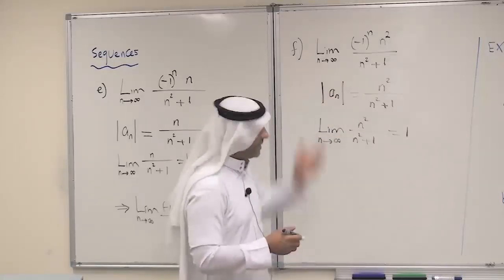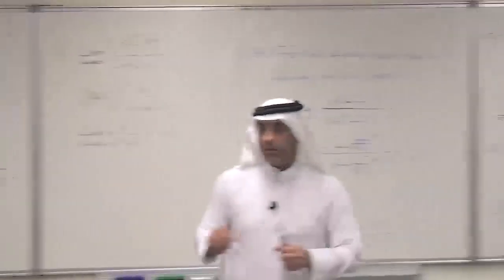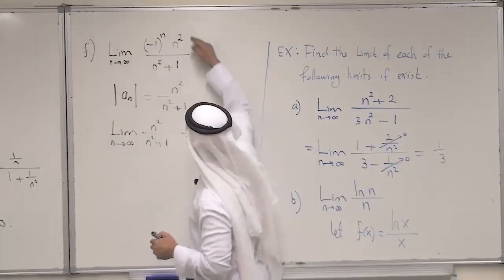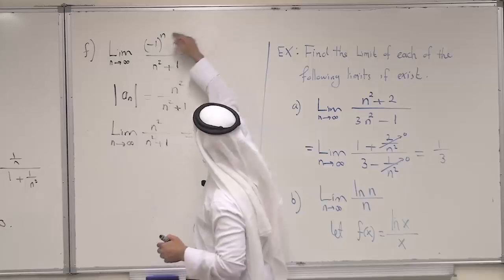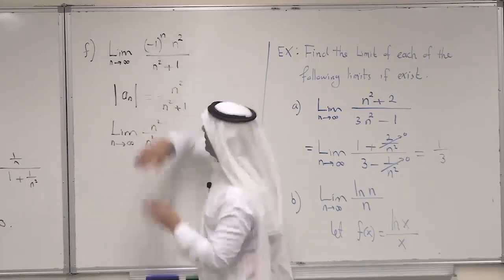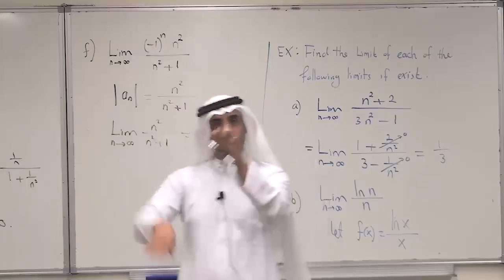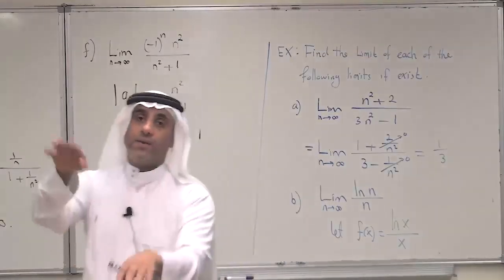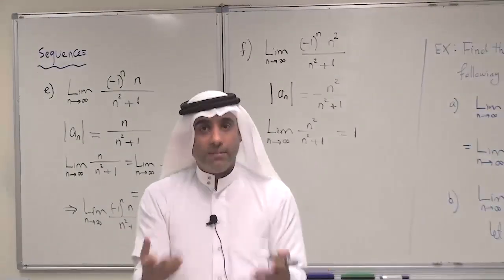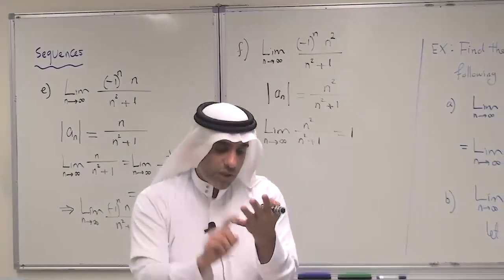So what is the limit of this then? Look at it from this point of view. Forget about minus 1 to the n. This expression as n goes to infinity is approaching 1. Together with minus 1 to the n, that will make it oscillate between minus 1 and 1. So what can you say about the limit in this case? We say the limit does not exist. This is one way to say it.